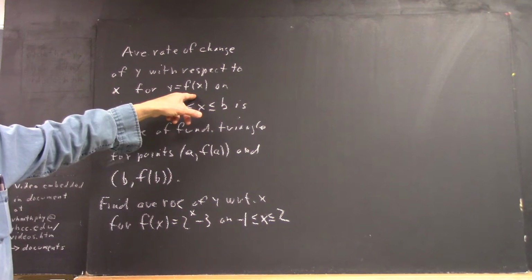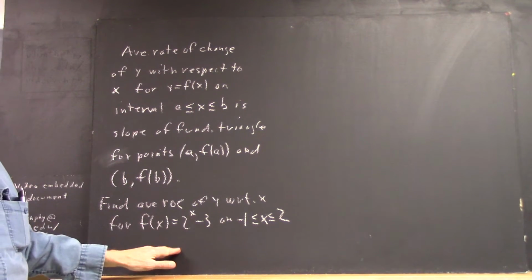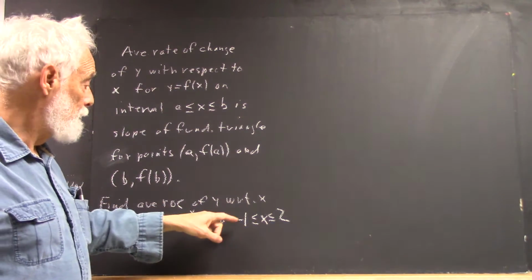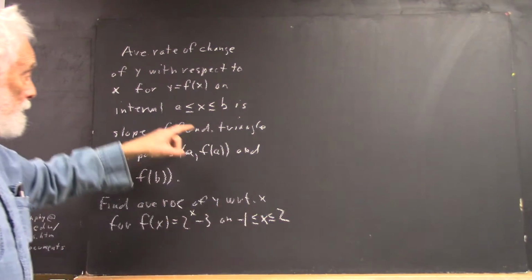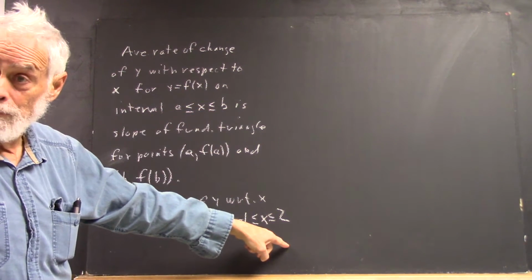and we've mentioned f of x, right? So this definition applies to this situation. And the other thing we need to see is our interval is from -1 to 2. So A is -1 and B is 2, right?